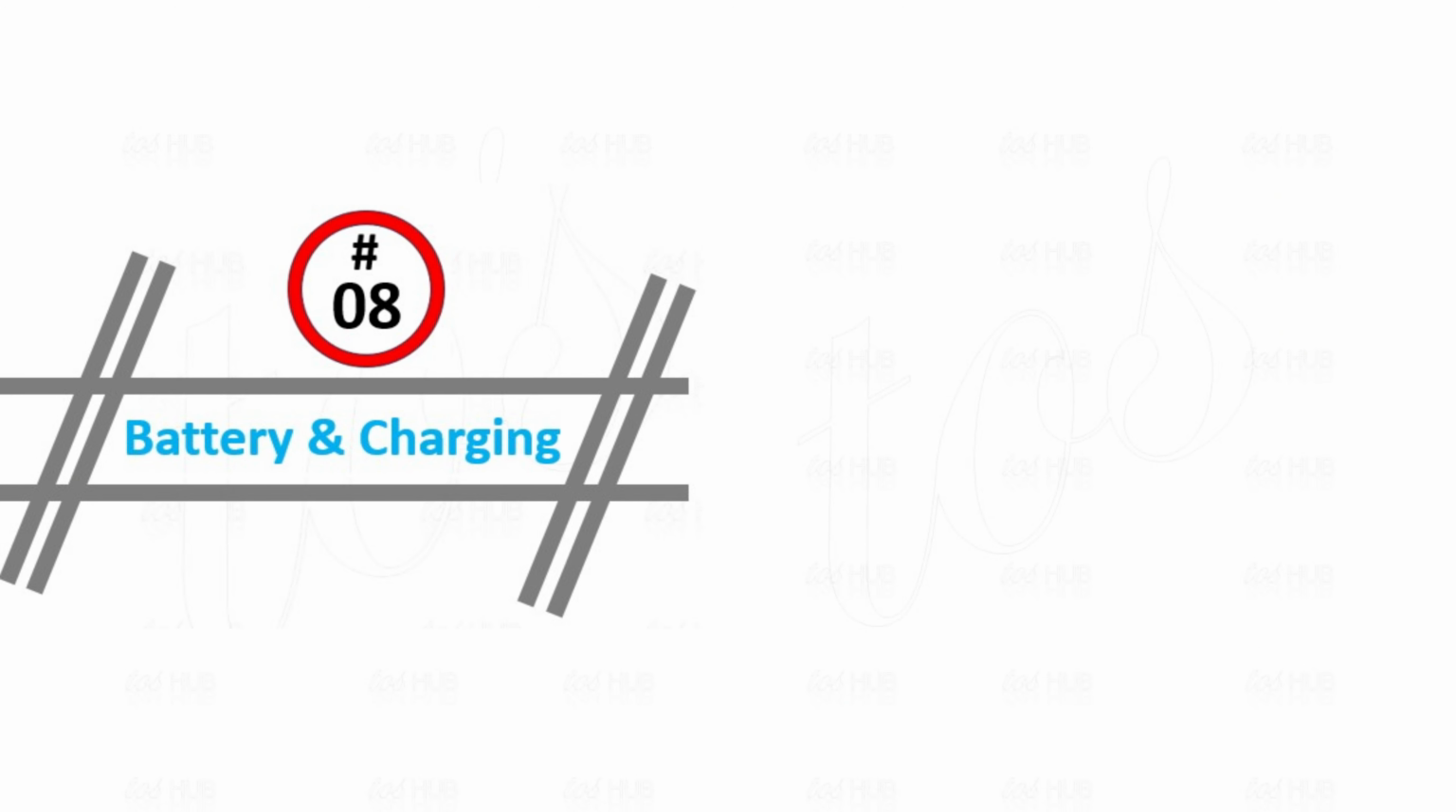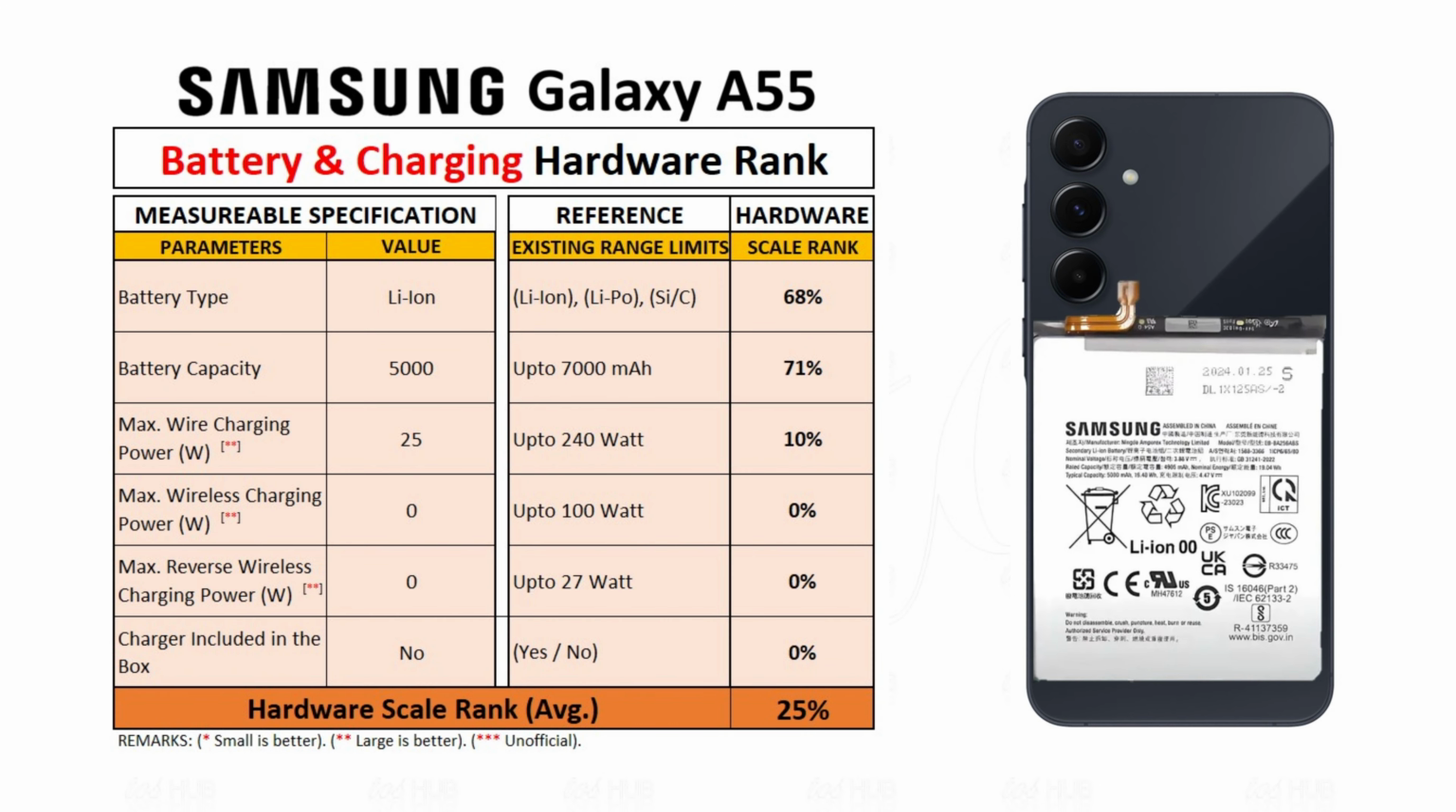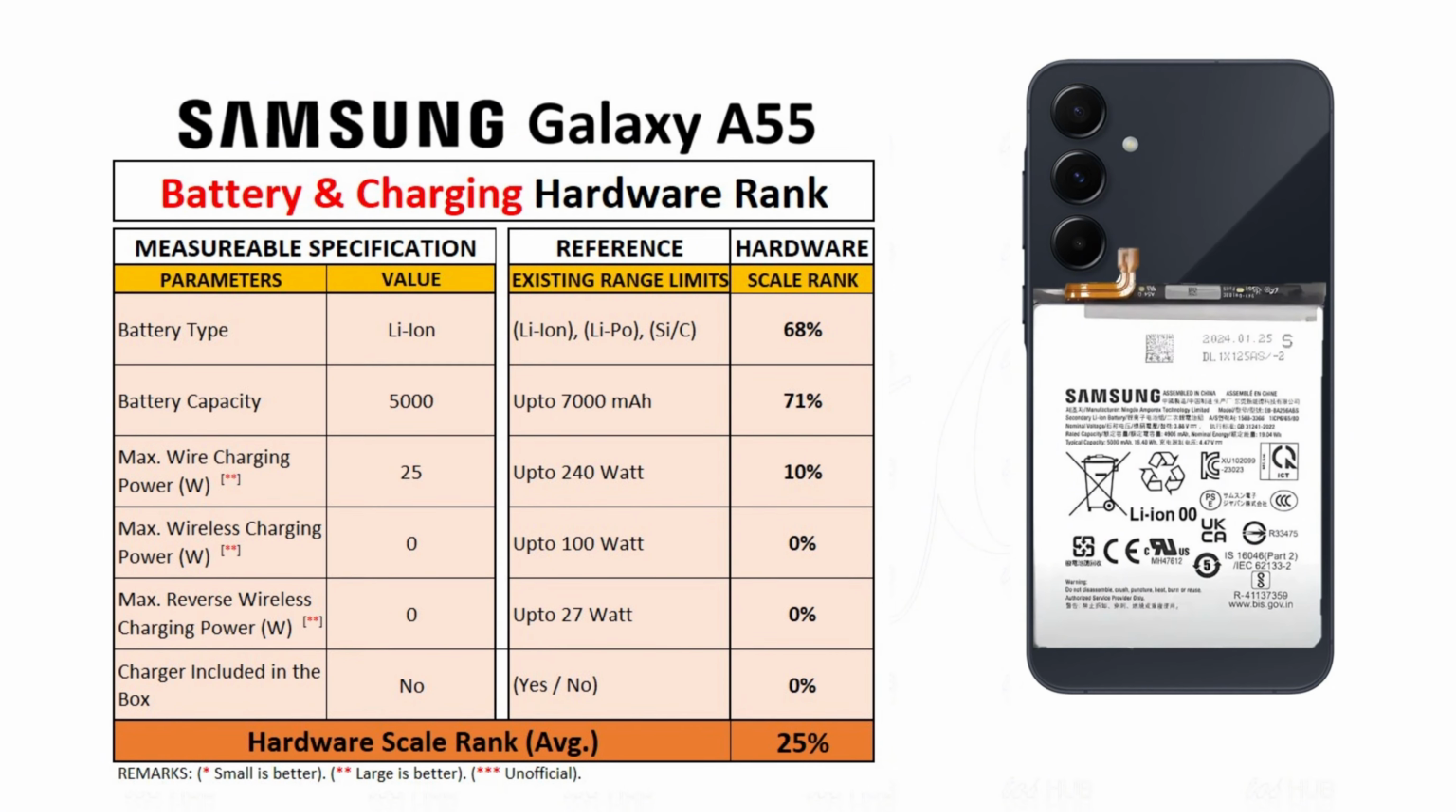Now we are moving to 8th category, about battery and charging. Samsung Galaxy A55 battery and charging hardware rank bases on 6 parameters. It includes battery type, battery capacity, wired charging power, wireless charging power, reverse charging power and charging adapter. By comparing the battery and charging specifications with available smartphones, the score rank stands at 25% scale.